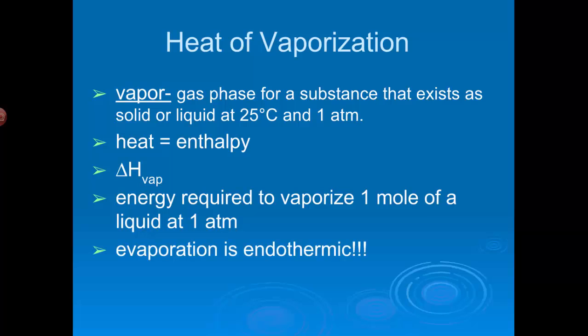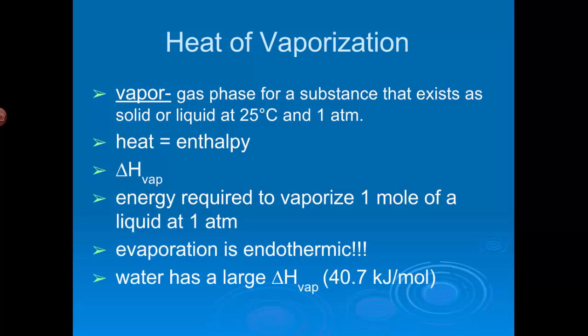Evaporation, remember, is endothermic, so our delta H vaporization should have positive values. Okay? Water has a very large value for delta H vaporization, 40.7 kilojoules per mole. What would account for that? If you said IMFs, you're absolutely right. Water's intermolecular forces keep those molecules together. In order to vaporize them, you have to break all of those intermolecular forces. It takes quite a bit of energy.